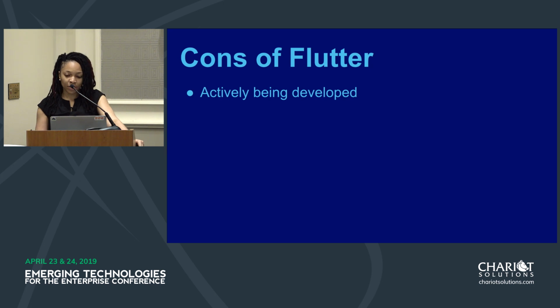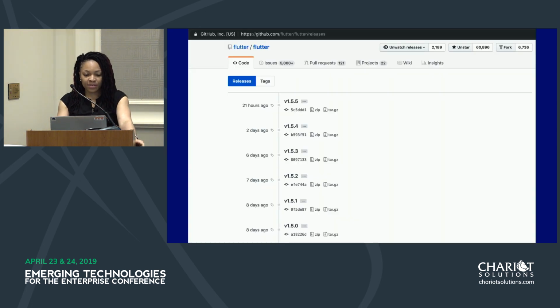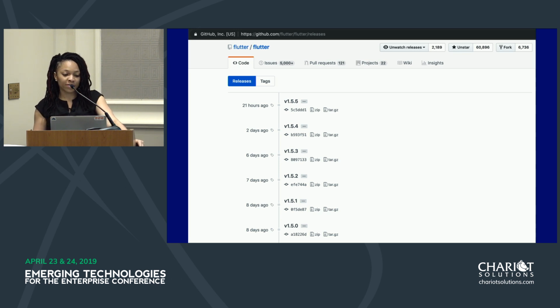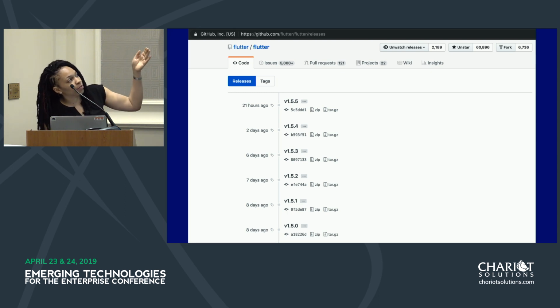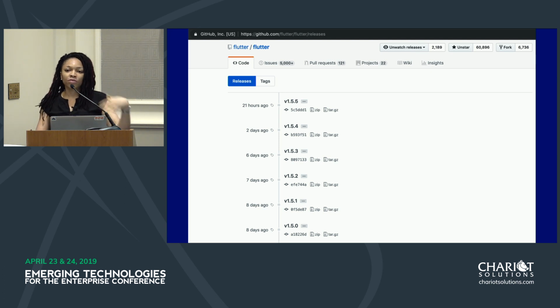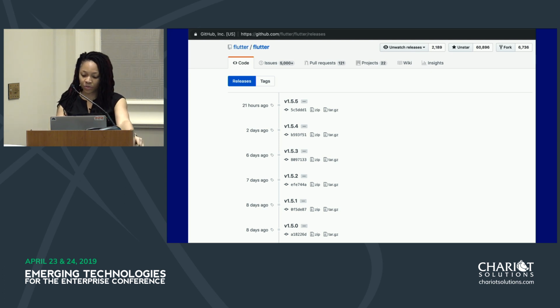But I really like to stay updated. So this is a screenshot that I got of the Flutter repo on GitHub. If you can see the frequency at which they release updates. Just 2 days ago it was 1.5.4, and now 21 hours ago they released a new version. So they're releasing updates frequently.